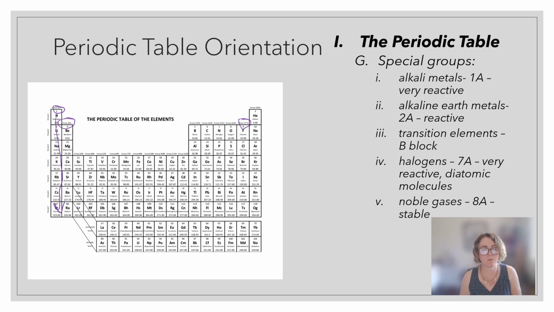As we'll talk about in a moment, these will be diatomic molecules. And the last family here is group 8A. Those are the noble gases. They're extremely stable. They generally do not react. The last grouping of elements that you will need to know are the transition metals, and they are going to fall right in the middle. They are called the B block elements, and so they're going to fall right in here.